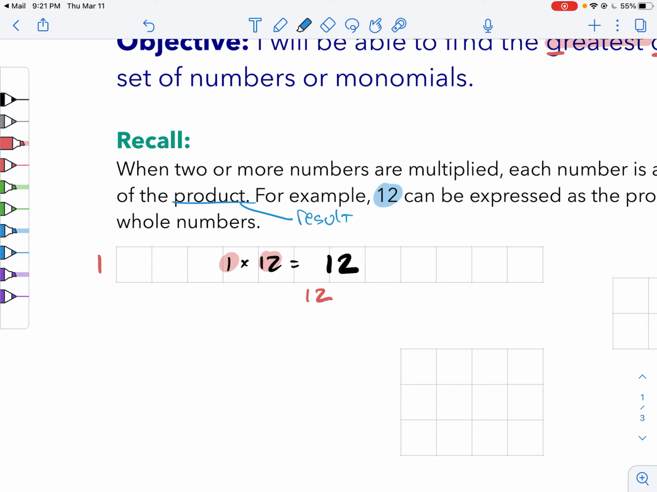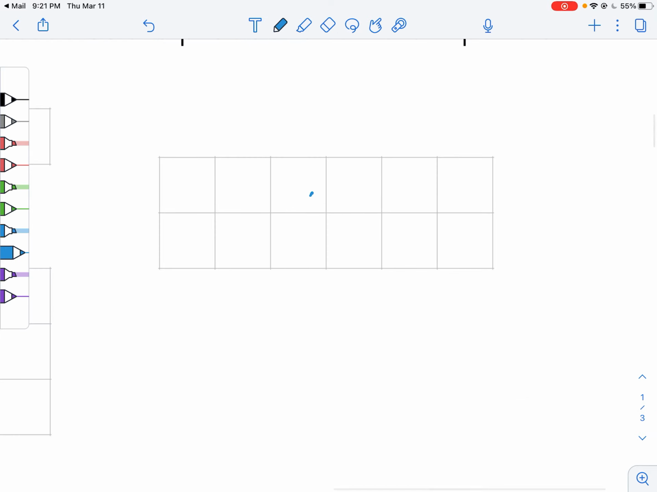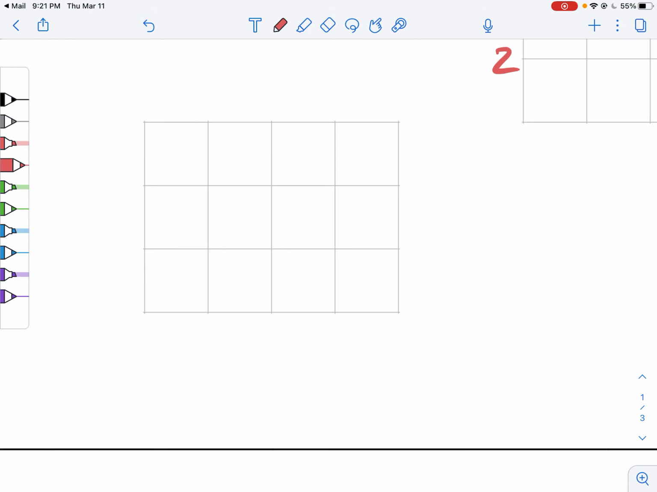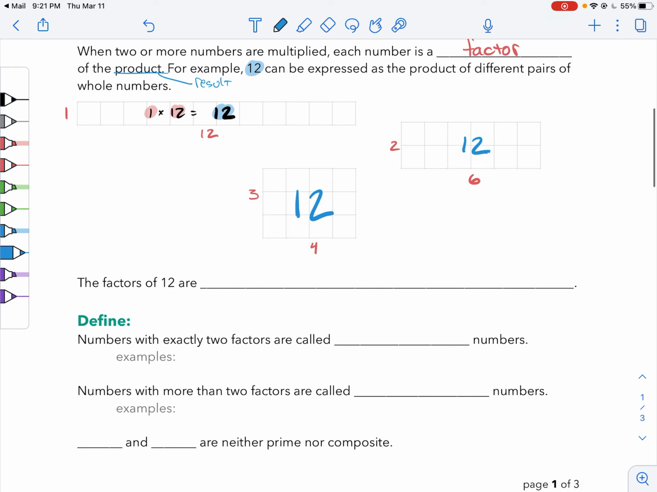because we say that 1 times 12 equals 12. So 1 and 12 are factors of 12. But look, there are 12 squares in here. This is a 2 by 6 area. And this one is a 3 by 4 area. But 3 by 4 is still 12. So the product is 12. The factors of 12 are 1, 2, 3, 4, 6, and 12.